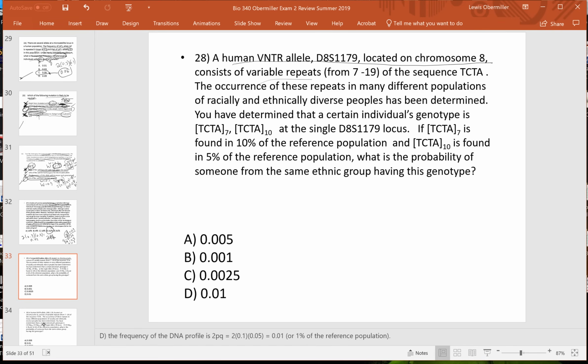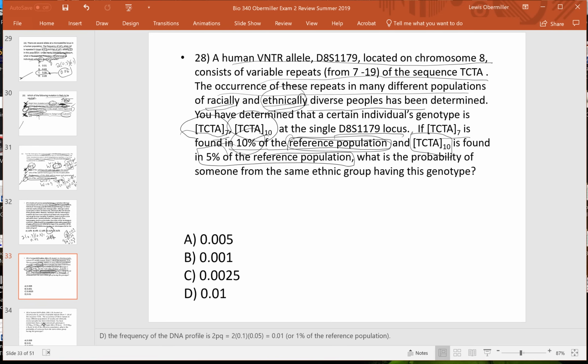VNTR, chromosome 8, repeat 719, TCA. We talked about it's ethnically diverse people, and different ethnicities have different frequencies of alleles in the population. You determine an individual's genotype is TCTA7, TCTA10. 7 repeats, 10 repeats at a locus, single locus. So this is 10% of the reference population. So let's just say that could be Caucasian or whatever. And then TC10 is found at 5% in the reference population.